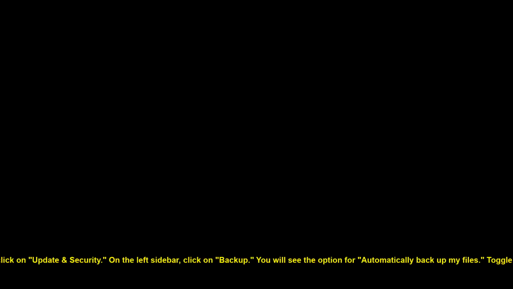In the Settings window, find and click on Update and Security. On the left sidebar, click on Backup. You will see the backup options next. Click on More Options to access additional settings for file history.